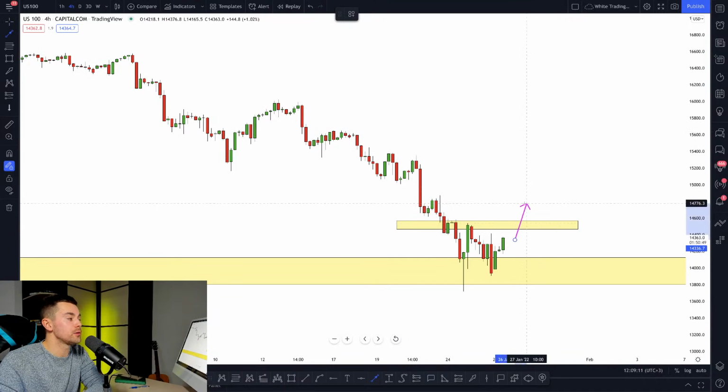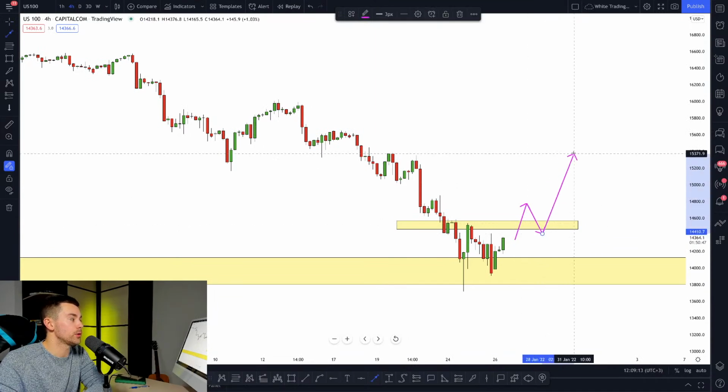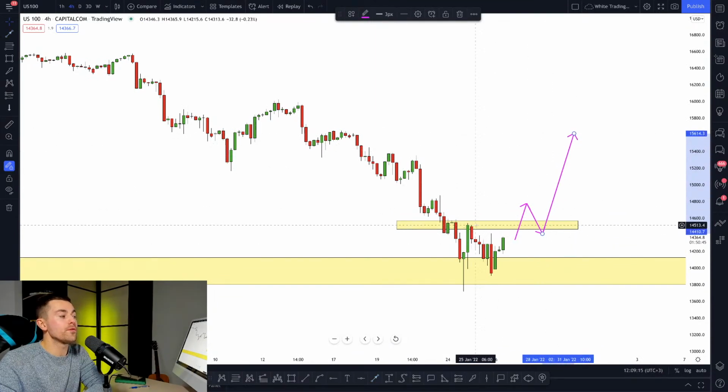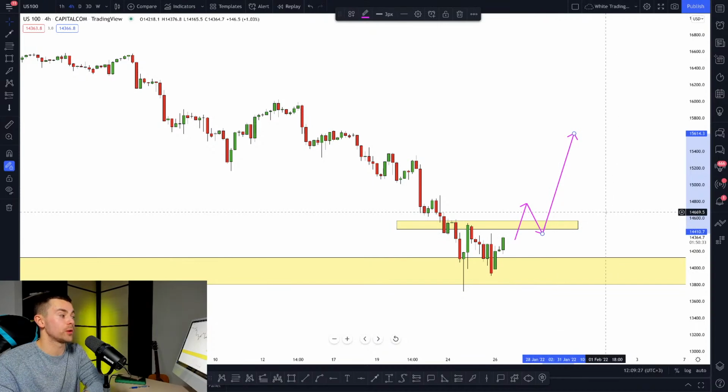So your signal to buy US 100 will be a bullish breakout of the neckline of this double bottom to the upside. In case we have the violation, the 4-hour candle closes above, that will be your signal to buy. So pay close attention to this one.